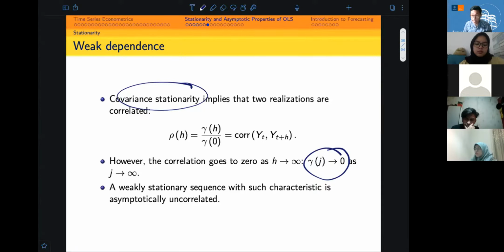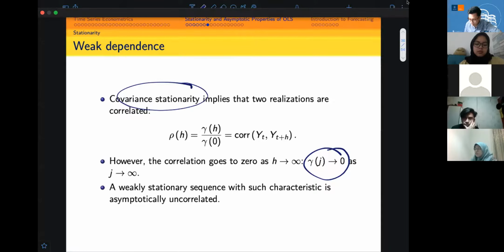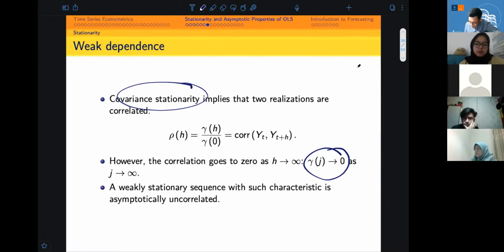Again, the example that I gave you is that the inflation today could be affected by the inflation at the previous period. However, the inflation today might not be affected by the inflation a year before. So that's one example. Okay, so a weakly stationary sequence with such characteristics is asymptotically uncorrelated. So what does it mean to be asymptotically? As the width or the difference in the observations get larger, the correlation goes to 0. So it's called asymptotically uncorrelated.